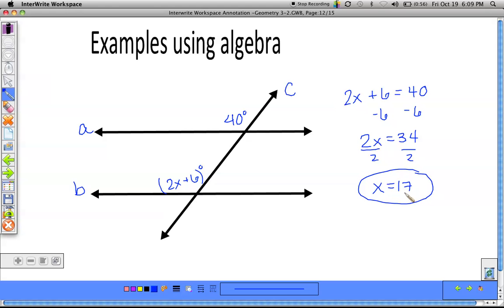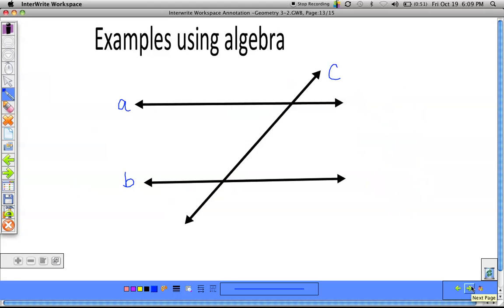So that then you could plug that into over here. So 2 times x, or 2 times 17, is 34. Plus 6 is 40. So those two are congruent. So we know that A and B are parallel. So hopefully that one makes sense. Let's try a couple more examples here.